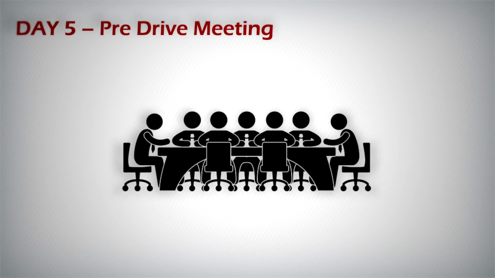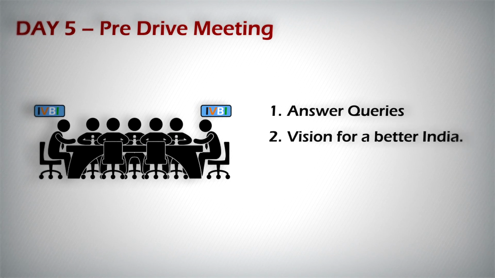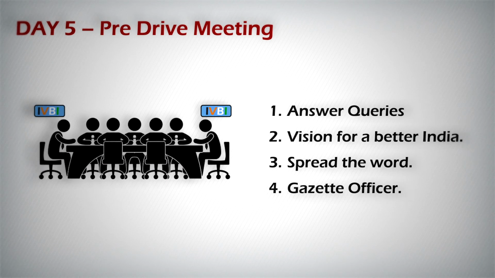Day 5. Pre-drive meeting. Set up a meeting with some active members of the society or building. At least 2 or 3 members of IVBI will attend this meeting. At this meeting, we will answer their questions, share our vision of the IVBI campaign, and let them know that we are volunteers and are doing this because we care about the country. We can also speak to them about the theme of Volunteer for a Better India. Ask them to personally spread the word to each and every resident in the building. Ask them to identify a gazetted officer in the building who can attest documents.